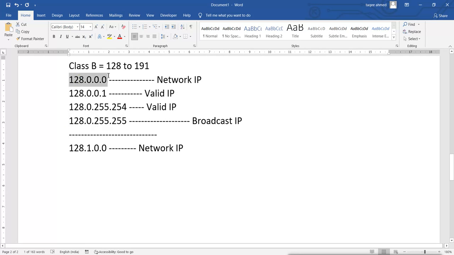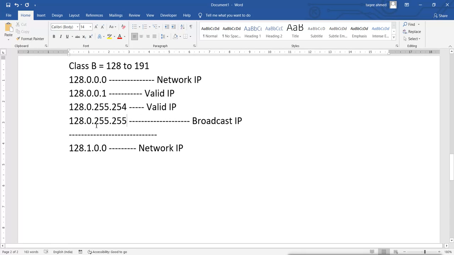This will be considered the network IP. This will be the broadcast IP, and these ones in between will be the valid IPs which we can use. So in any network, we have to leave these two IPs, the network IP and the broadcast IP. Network IP is where all the host bits are off, and broadcast IP is where all the host bits are on.